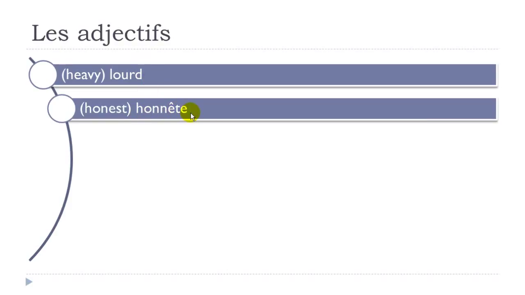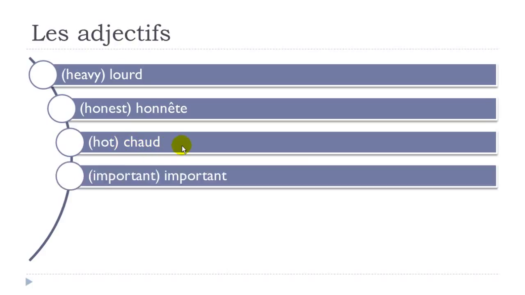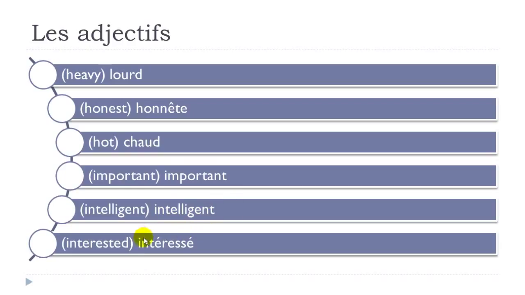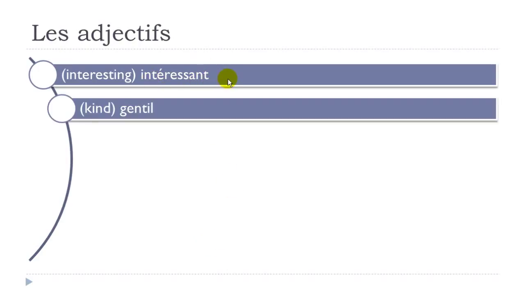Honnête. Chaud. Final D not pronounced, and then when you combine this C and H, you get the sh sound. A and U, O. Chaud. Important. Final T not pronounced. Intelligent. Final T not pronounced. Intéressé. Intéressant. Final T not pronounced. Gentil. So it's a strange one because here this final L is not pronounced. Okay? Gentil.